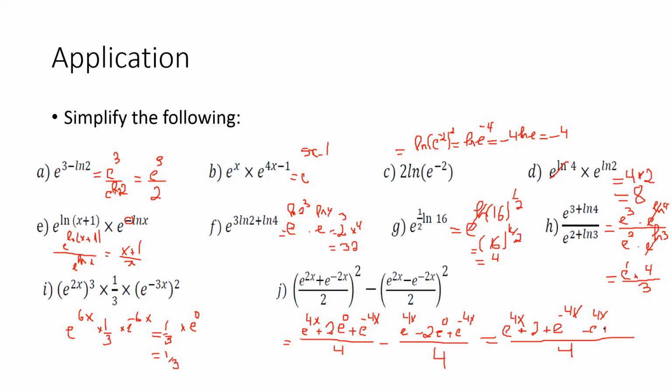Minus e to the power 4x plus 2 minus e to the power minus 4x. بدل في عنا e4x with minus e4x، وهيدا وهيدا، بيطلع عنا 4 over 4 which is equal to 1. Okay.